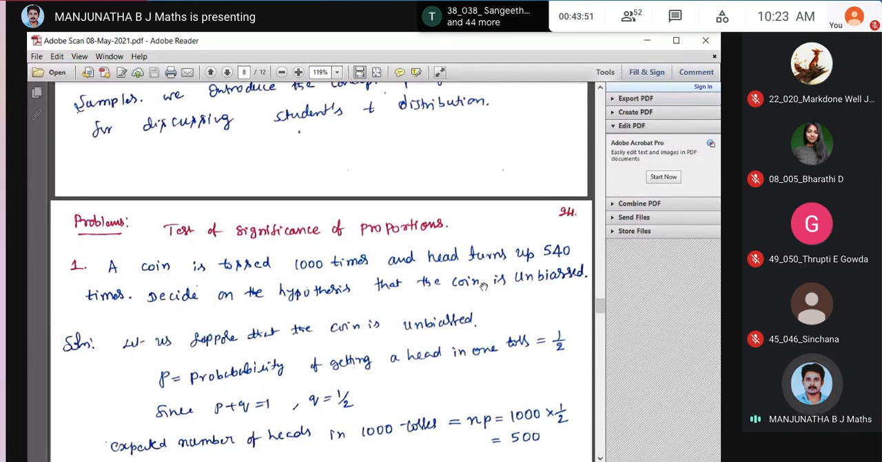A coin is tossed 1,000 times. How many times is the coin tossed? 1,000. That is your n. n is the number of trials, that is 1,000 times. And heads turned up 540 times. That is the observed frequency, so observed frequency x is given. x is 540. So decide on the hypothesis that the coin is unbiased. The coin is unbiased means what? There is no bias. No bias means equal proportions. So in a biased coin, P and Q are unequal. If it is unbiased, P and Q are equal, right? That is a fair coin.